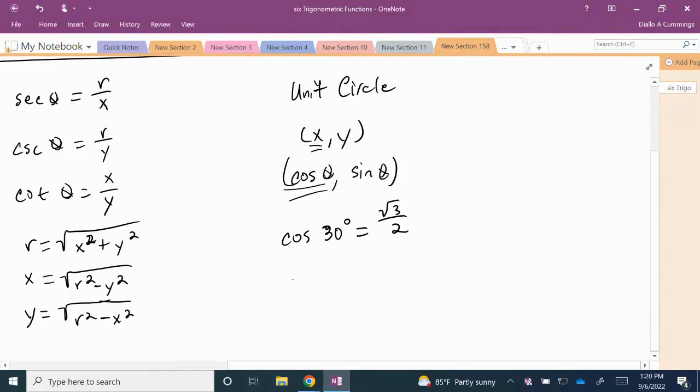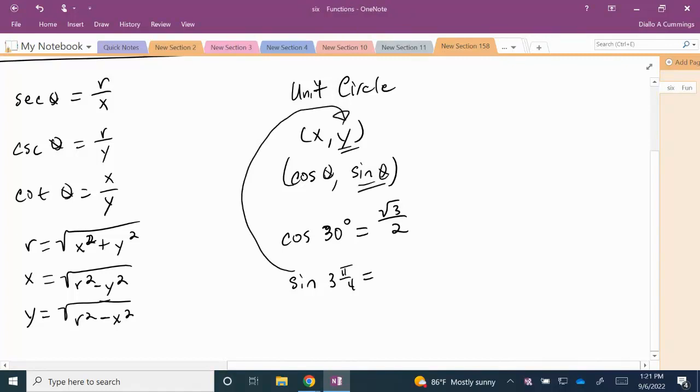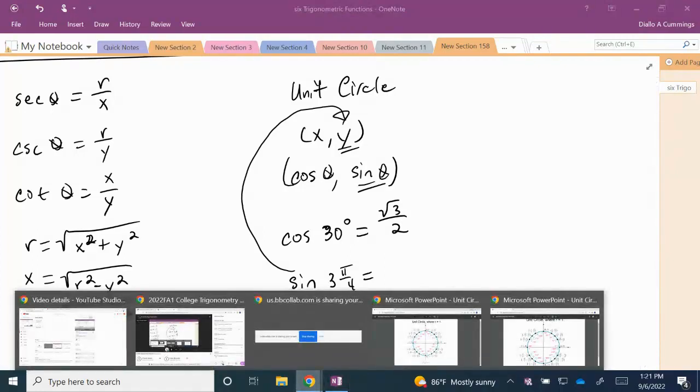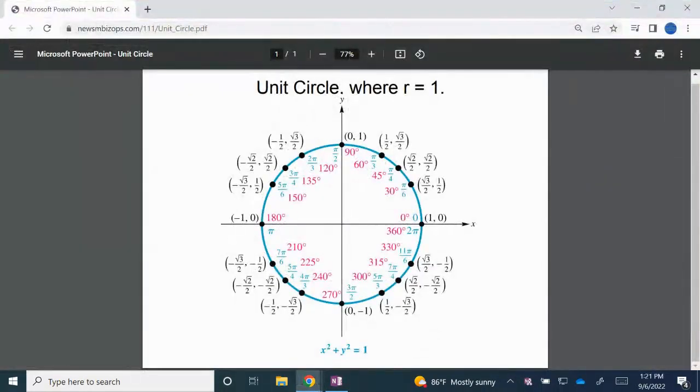Let's say we want to find the sine of 3 pi over 4. Right, so I would find 3 pi over 4. And since I'm looking at the sine, I will look at the y coordinate. So again, if I pull up the unit circle, right, I would have 3 pi over 4, which is 135 degrees. I'm going to look at the y coordinate, which is the sine, and I have square root of 2 over 2.